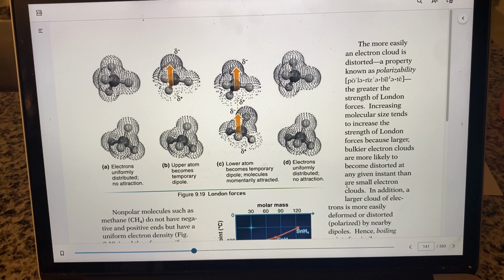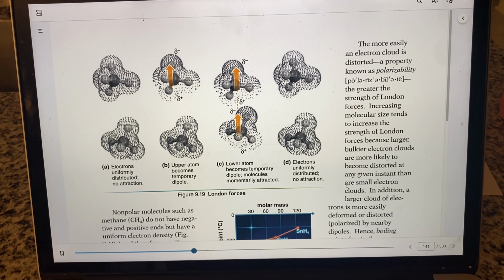For an instant, it will become a dipole, this momentary attraction between molecules, and then it will vanish back to the original. As the cloud moves around in there, a momentary little charge that lasts only for an instant, but it can be significant sometimes, especially if it's very large. The larger the molecule and the larger the amount of electrons, the larger the London force.